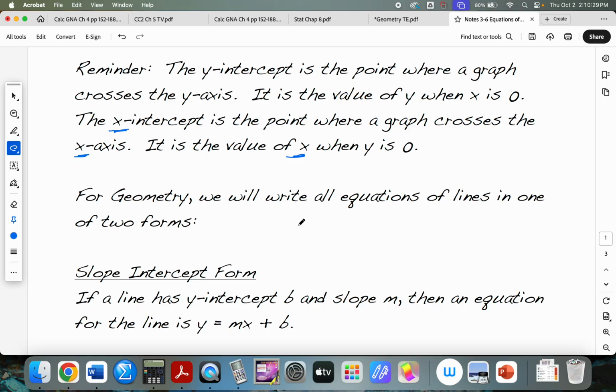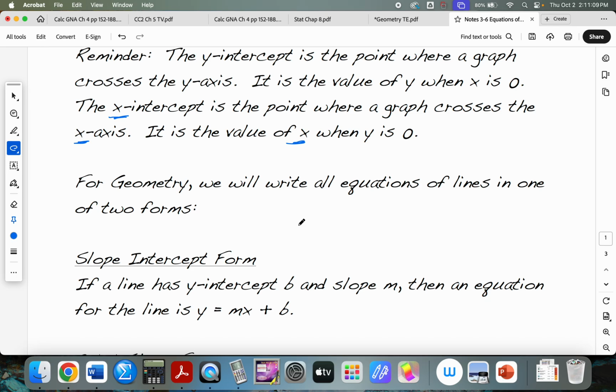So for this class, we'll write all equations of lines in one of two forms. And before I go on, I want to point out to you that in your book on the homework tonight, it will frequently ask you to put your answer in a particular form. Ignore that. Put it in whatever form makes most sense for the problem. Okay? So it may say put it in slope intercept, and you're like, oh, but point slope is so much easier. Put it in point slope form then. Just ignore that part of the instructions tonight, please.